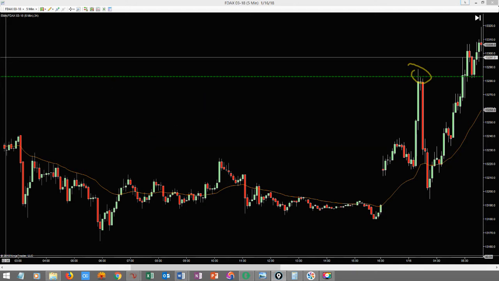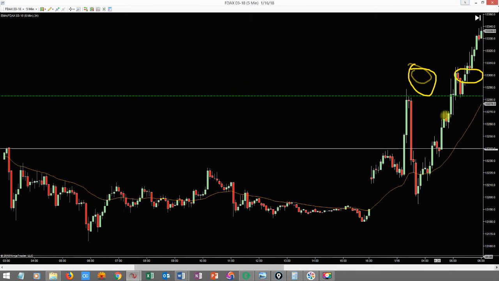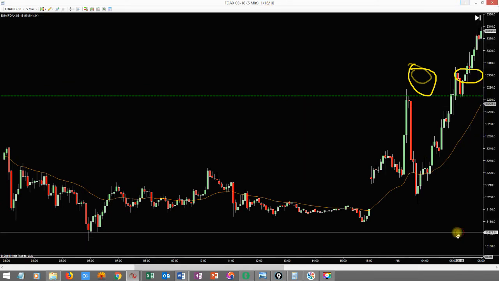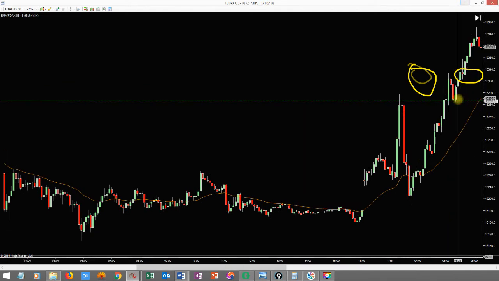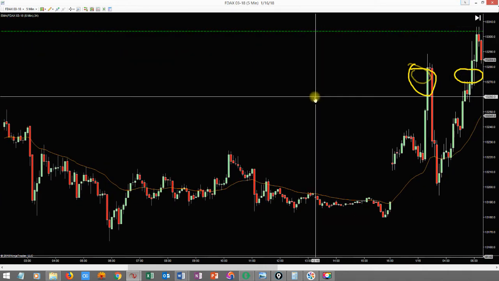So old resistance becomes new support. When it breaks off of old support, it becomes new resistance. All right, so let's continue here and see some of the next price action. Now this was from the 16th, so this was yesterday. I do intend on going today. Now these are all price action trades here. When price bounces off from that zone, that becomes new resistance.